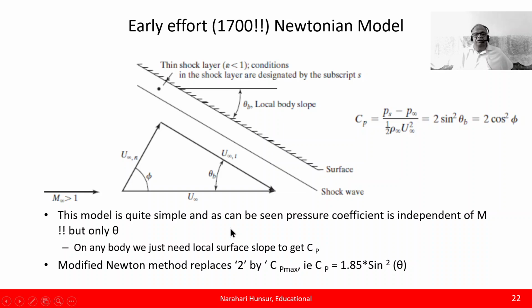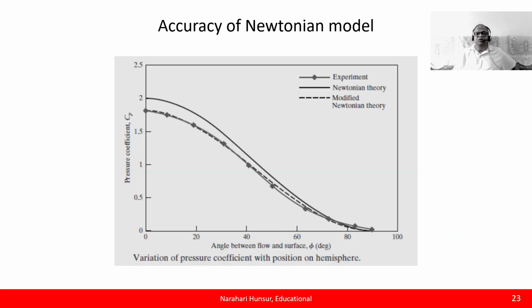Then people did a lot of research and came back with experiments and all that, and then found that what Newton had predicted as 2 is actually 1.85. As you can see, it's not really a big deal change. And he got pretty good results at that time, the 1700s, with no calculators. Forget computers, even calculators were not there. He still was able to get pretty close to it.